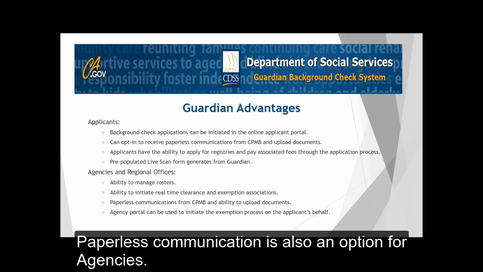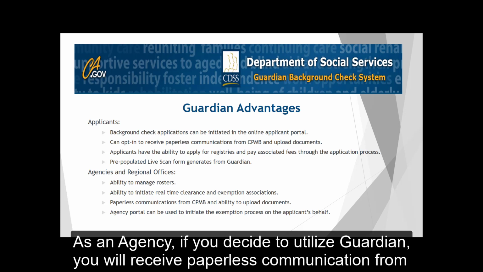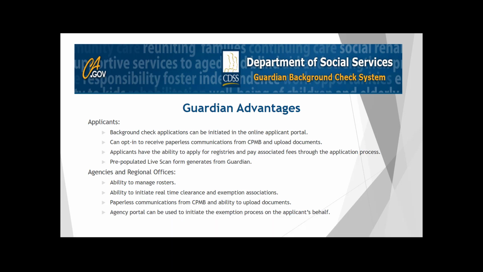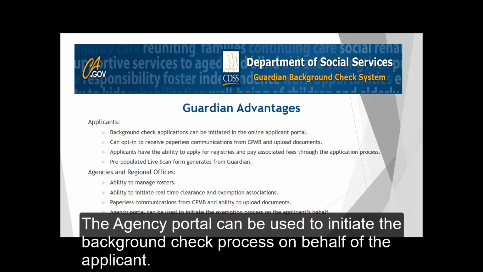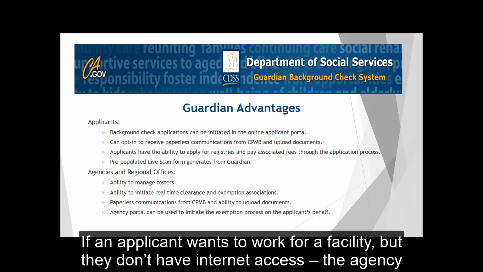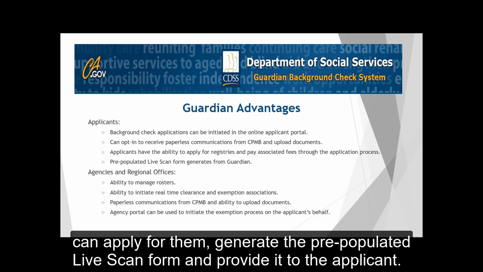Paperless communication is also an option for agencies. As an agency, if you decide to utilize Guardian, you will receive paperless communication from the Department of Social Services, which allows for the ability to view real-time background check decisions. The agency portal can be used to initiate the background check process on behalf of the applicant. If an applicant wants to work for a facility, but they don't have internet access, the agency can apply for them, generate the pre-populated live scan form, and provide it to the applicant.